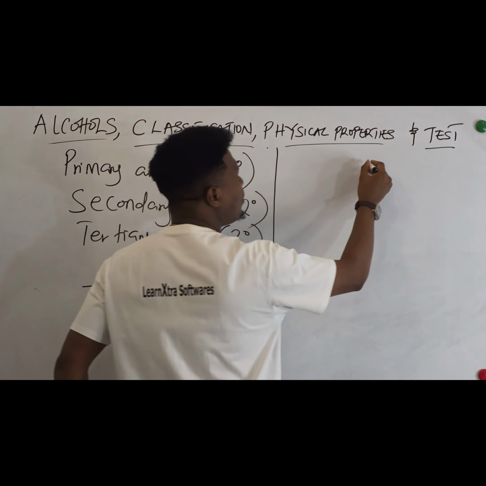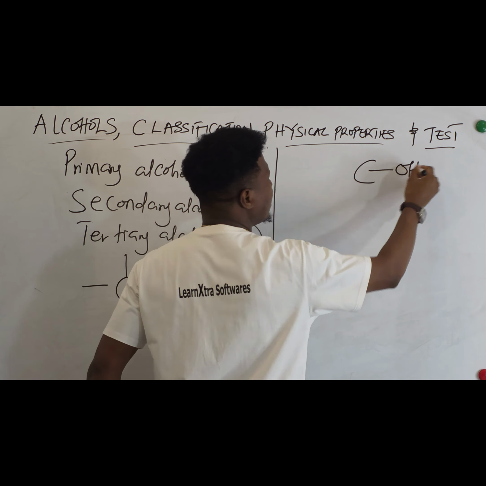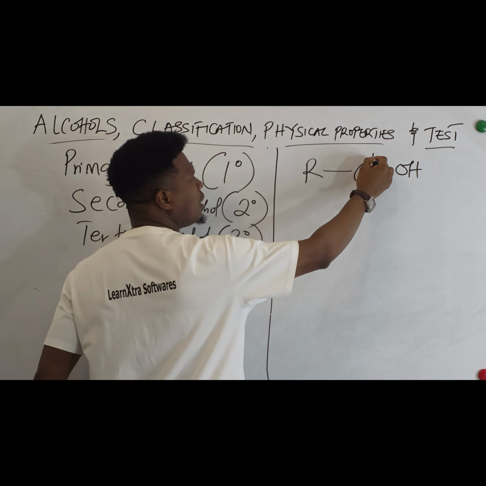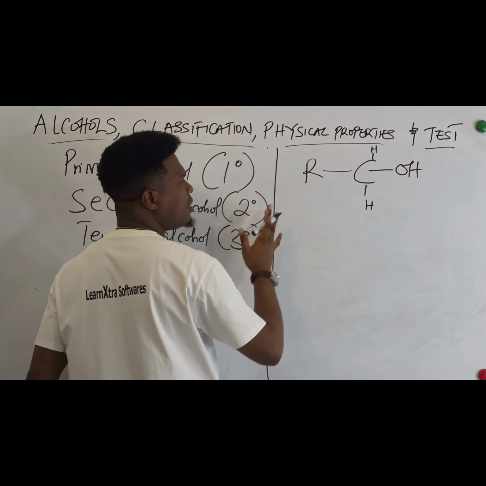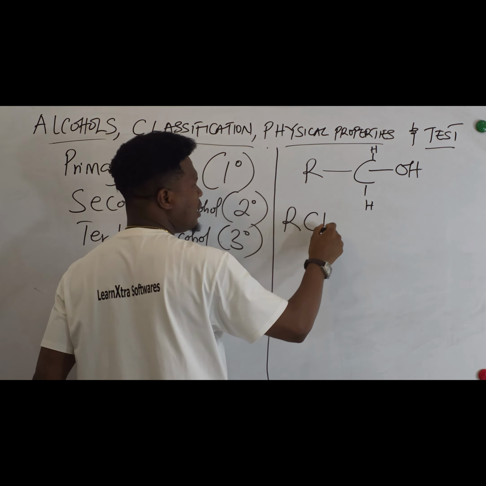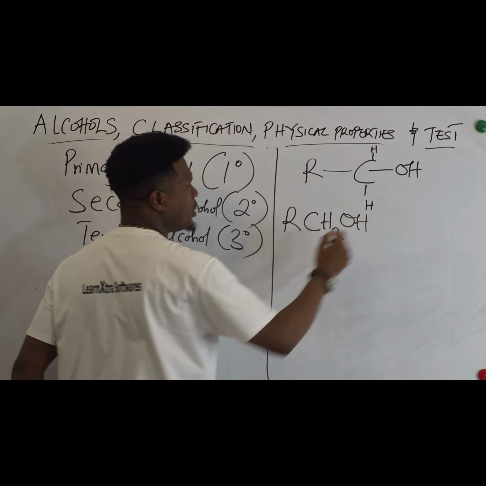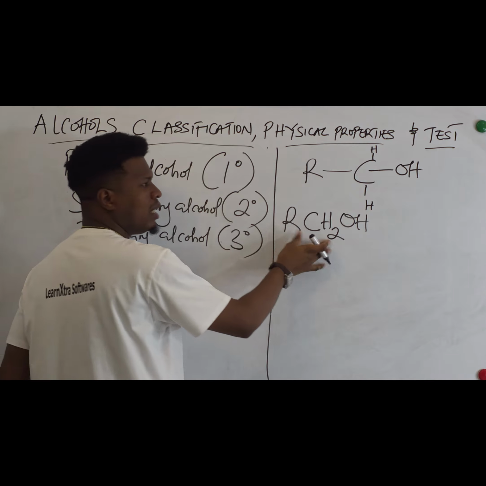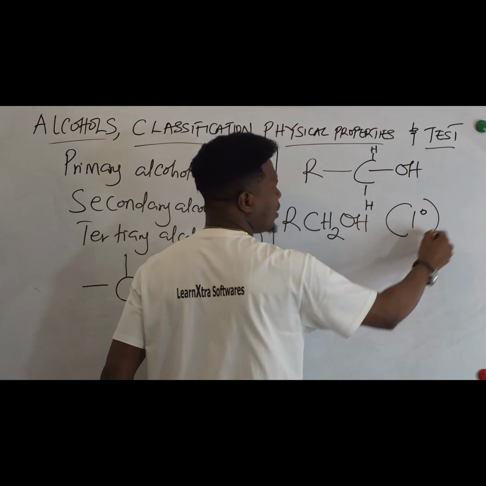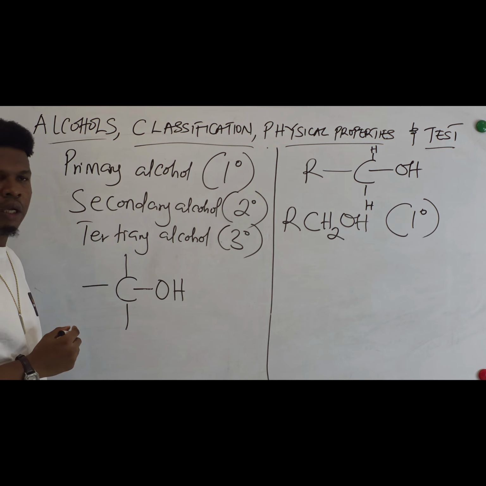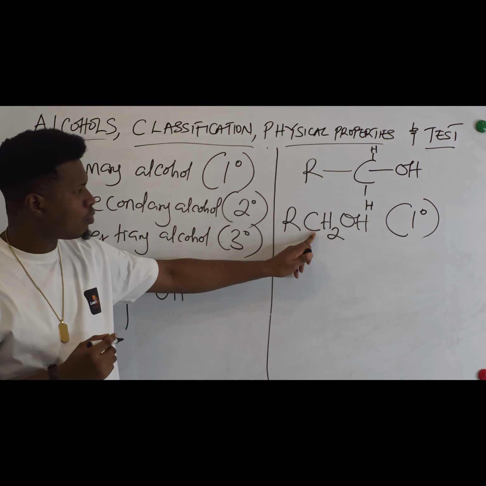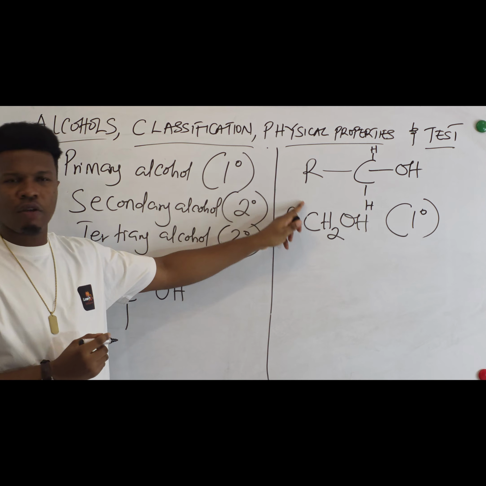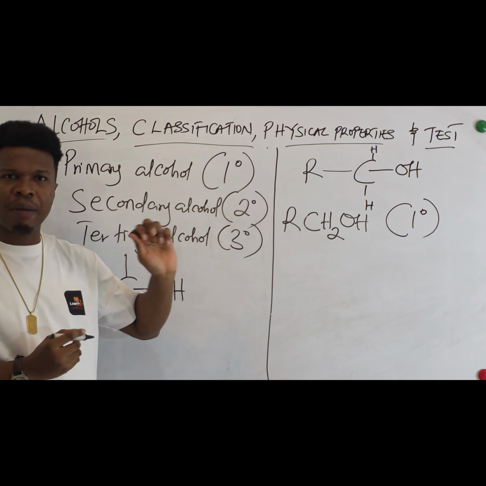Now, if this carbon that has the OH is having just one alkyl group, one R, and the rest hydrogen, this is the same thing as saying RCH2OH. If the alcohol has this kind of formula, then the class is 1-degree or primary alcohol. Primary alcohols have two hydrogens connected to the carbon that is directly connected to the OH, and only one alkyl group. Take note: one alkyl group, primary alcohol.